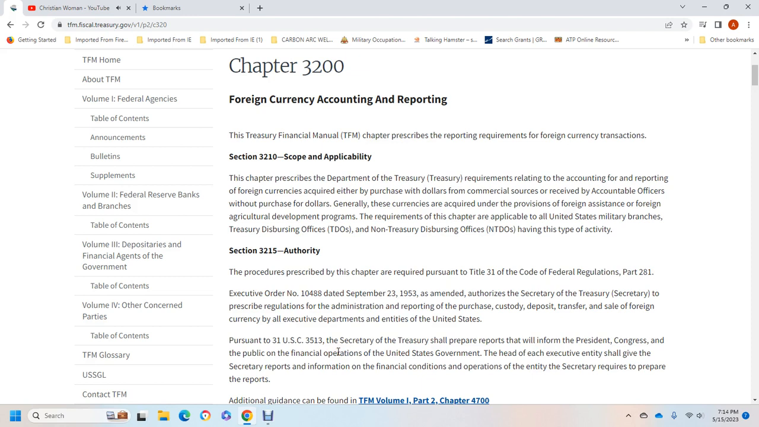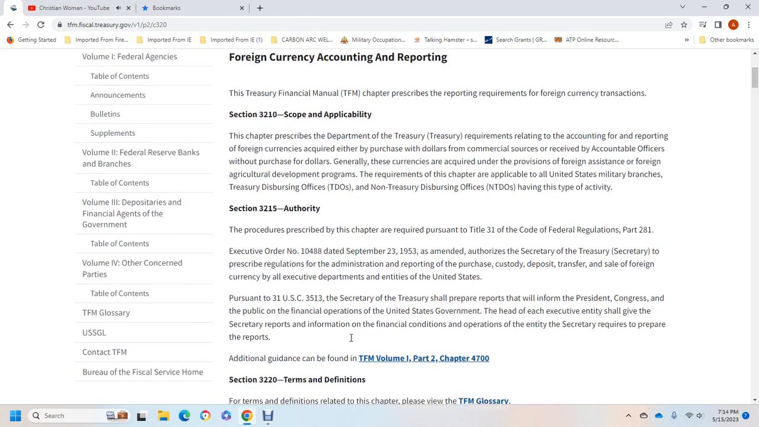Code 3513, the Secretary of the Treasury prepares reports and informs the President, Congress, and the public on the financial operations of the United States government. The heads of executive agencies should give the Secretary reports and information on financial condition and operation. The Secretary requires them to prepare the reports.